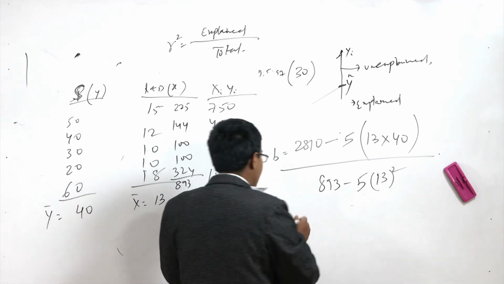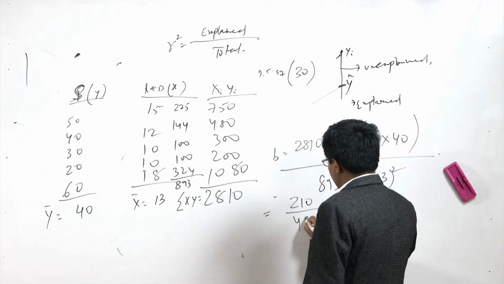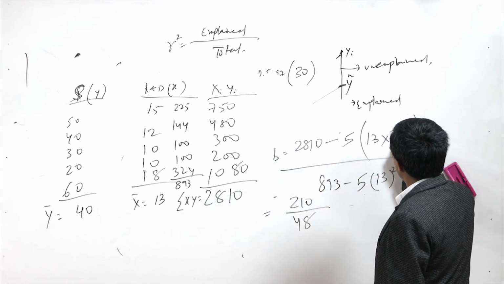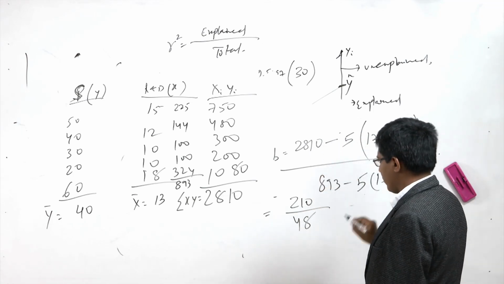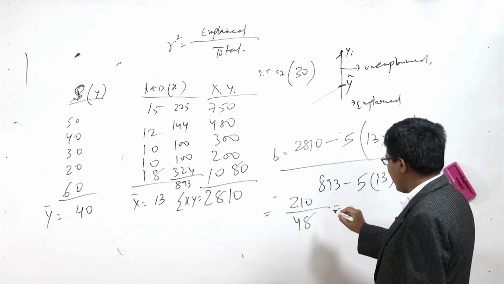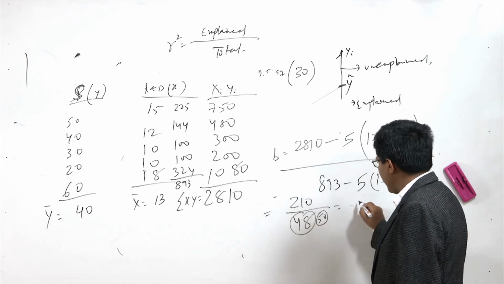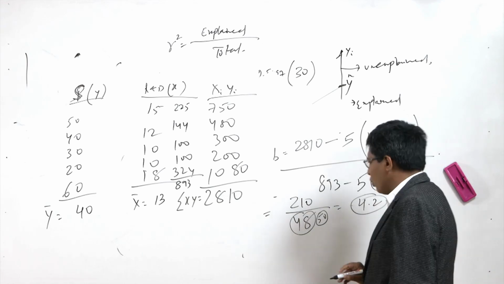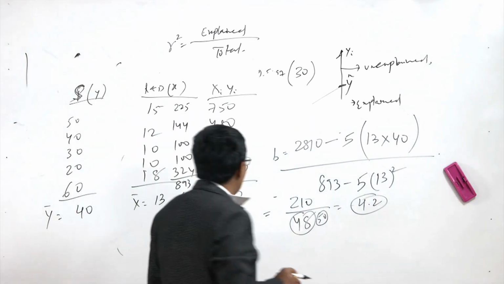So, 210 by 48. I do not know my calculation, I have done it, it might be wrong also. So 4 3 is 12, 13 plus 5 is 20, 5 5 is 260, okay. 210 divided by 48, something around this. To make it easier, let me make it somewhere close to 50. So 4.2, almost 4.2. So my B is almost 4.2.